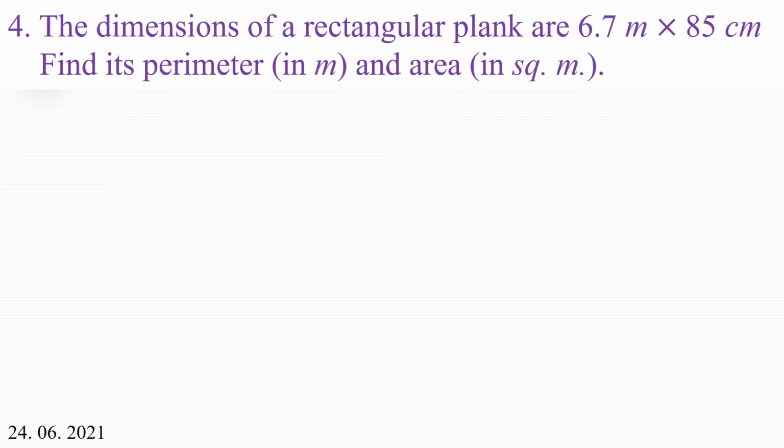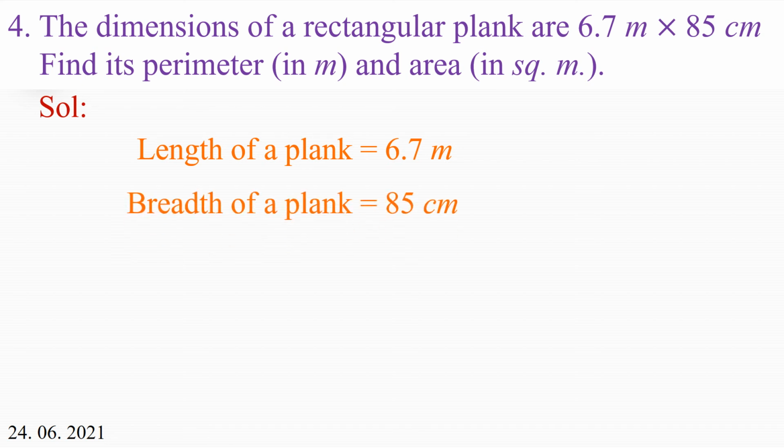Let's see fourth question. The dimensions of a rectangular block are 6.7 meter into 85 centimeter. Find its perimeter in meter and area in square meter. Let us find the solution. The first step, what statement is here given? Length of the block equal to 6.7 meter. Breadth of the block equal to 85 centimeter. Here length is given in meter, breadth is given in centimeter. So keep the meter as it is. Here convert only centimeter to meter.